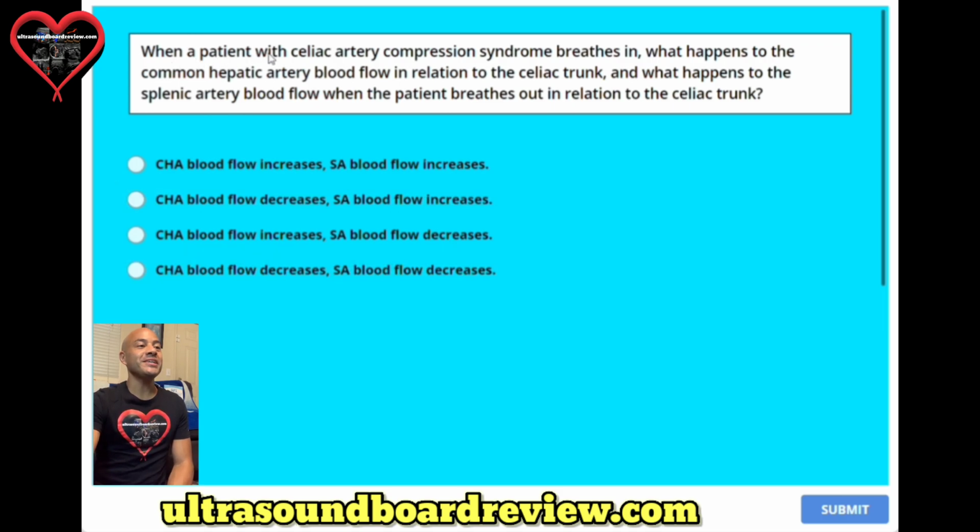Question 53. When a patient with celiac artery compression syndrome breathes in, what happens to the common hepatic artery blood flow in relation to the celiac trunk? And what happens to the splenic artery blood flow when the patient breathes out in relation to the celiac trunk? A, the common hepatic artery blood flow increases while the splenic artery blood flow increases. B, the common hepatic artery blood flow decreases while the splenic artery blood flow increases. C, the common hepatic artery blood flow increases while the splenic artery blood flow decreases. Or is it D, the common hepatic artery blood flow decreases while the splenic artery blood flow decreases?